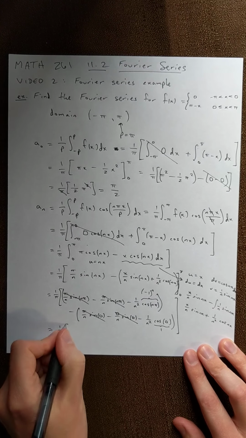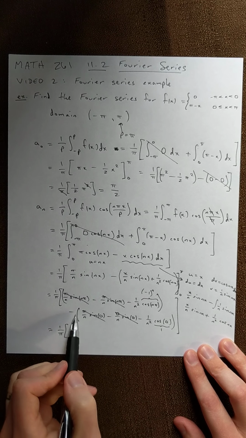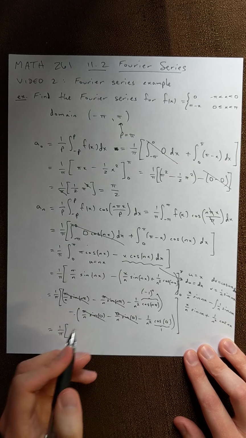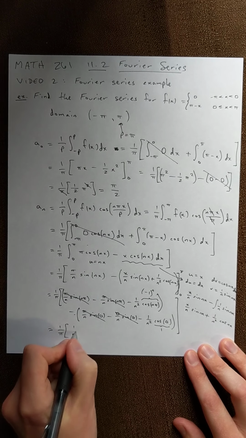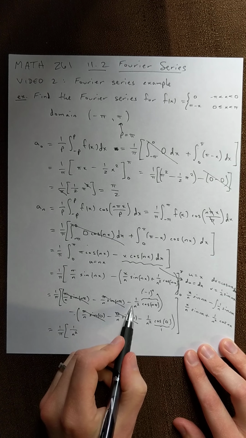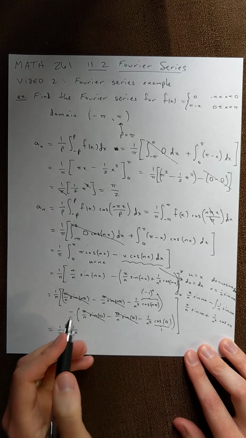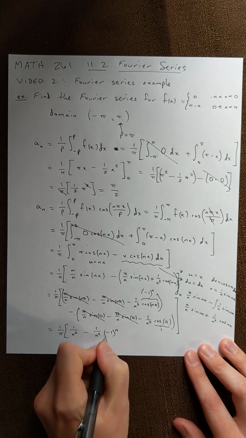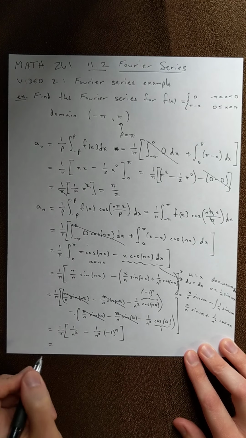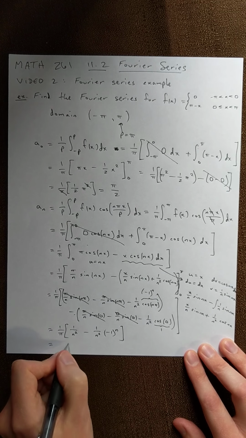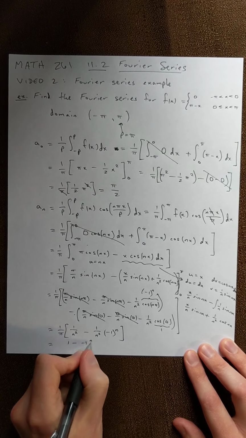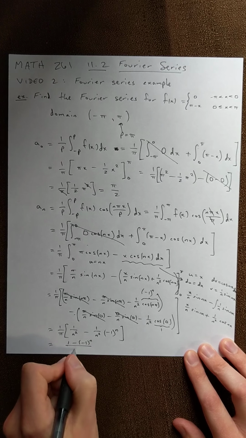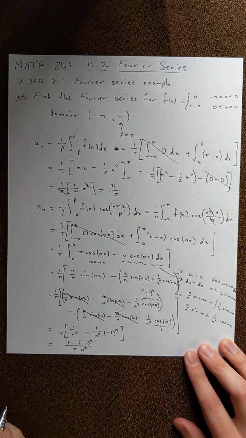So anyway, we have 1 over pi. Let's see, minus minus, this 1 would be positive. And minus this guy, which I think I'm going to rewrite as 1 minus alternating sign with the pi and the n squared both in the denominator.